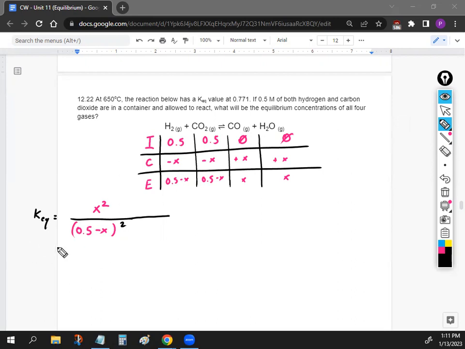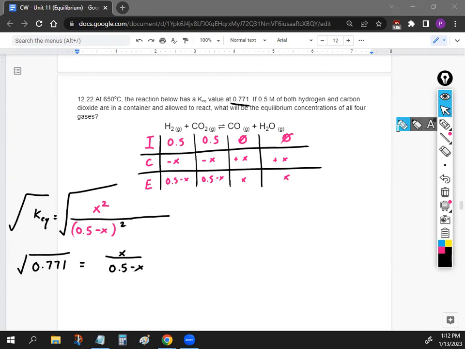Yeah, how would we get rid of the exponent? Square root. Yeah, we can square root both sides. And if you square root both sides, on the left side you'll get the square root of the equilibrium constant, which is 0.771. And that's going to be equal to x over 0.5 minus x. Okay, and from there, no quadratic necessary, just an easy algebraic formula.